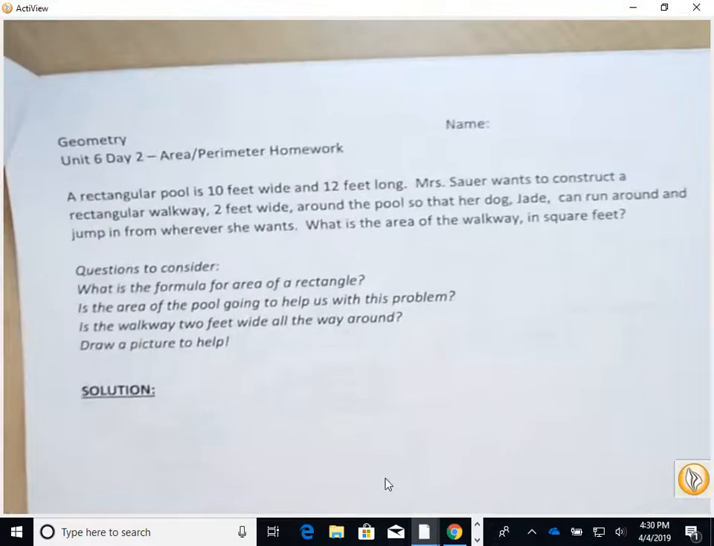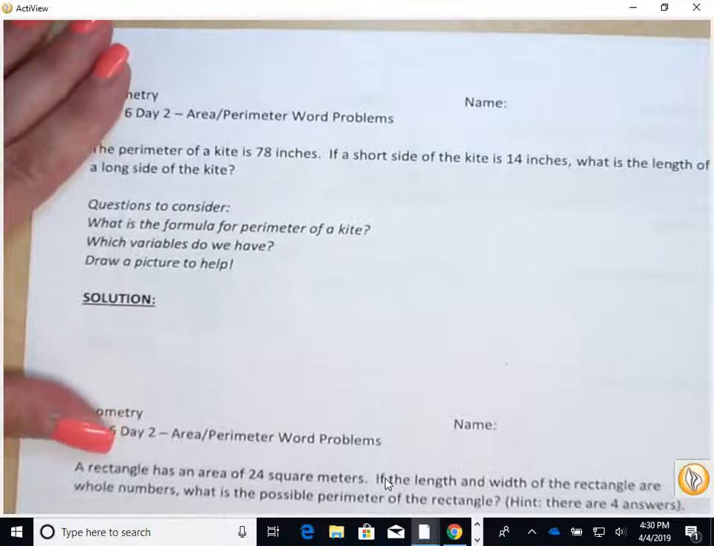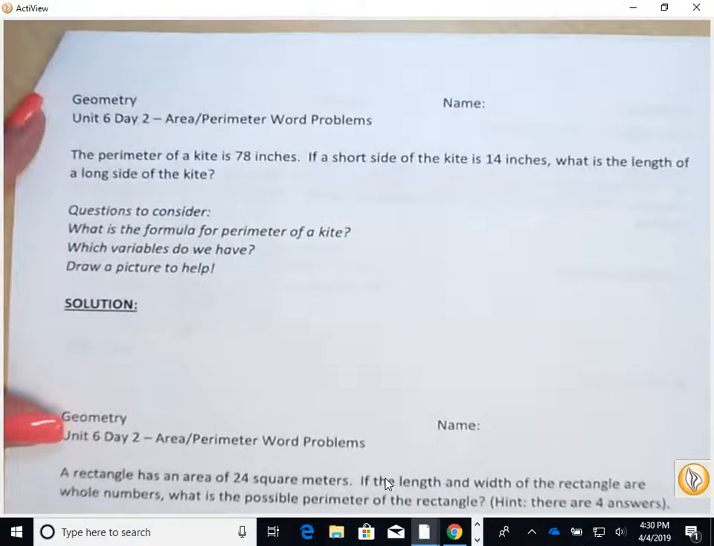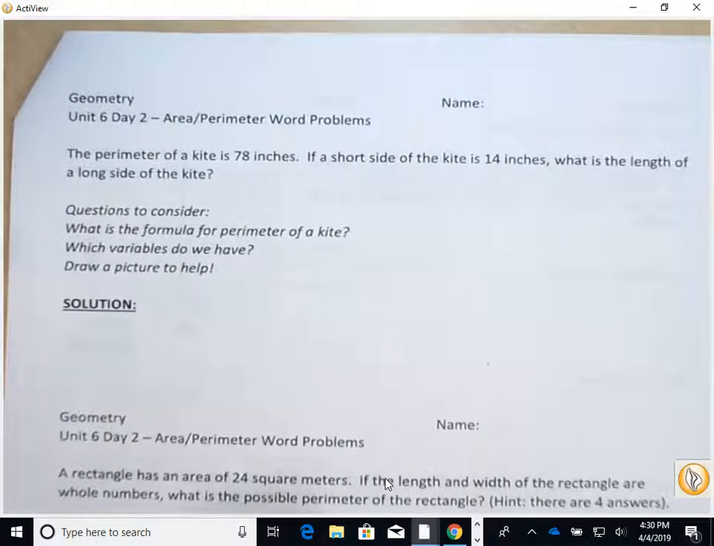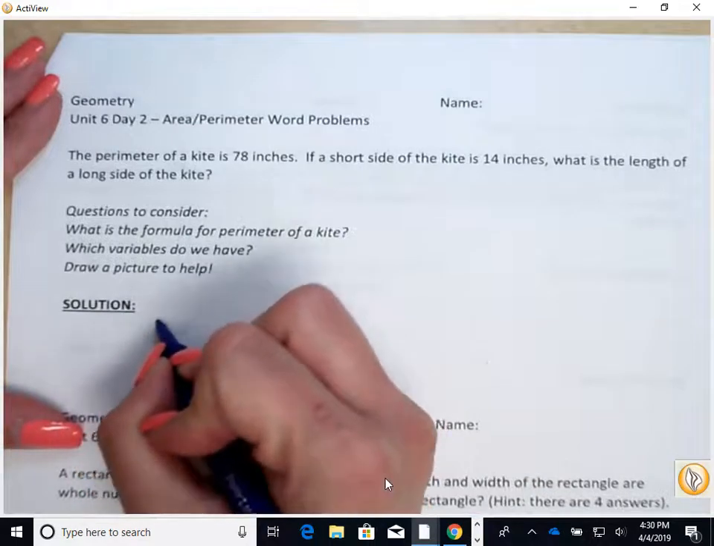Just looking ahead. All right, 2 more problems, and then it'll be closure and homework time. All right, the perimeter of a kite is 78 inches. Remember, perimeter is adding up all the outsides. All right, so I'm going to draw a kite because that's how I work. I need to see it.